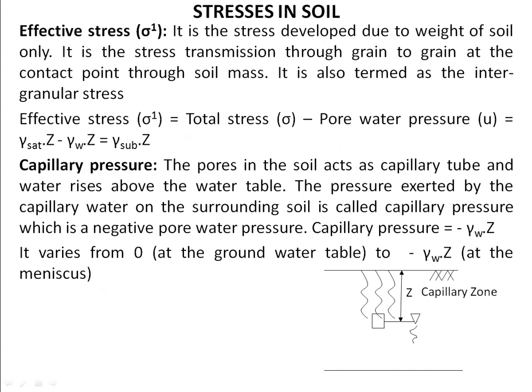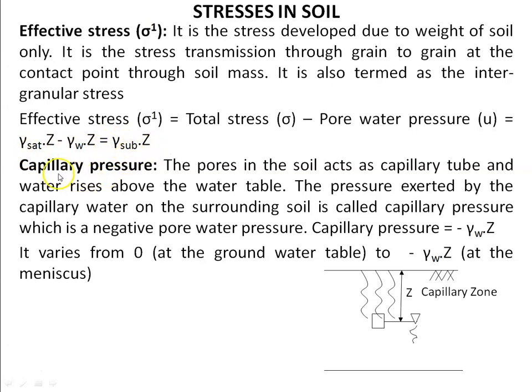Then effective stress, it is the stress developed due to weight of soil only. It is the stress transmission through grain to grain at the contact point through soil mass. It is also termed as the intergranular stress. Effective stress, which is equal to total stress minus pore water pressure, can be calculated by taking the total stress, if it is saturated unit weight multiplied by depth of soil, minus pore water pressure, unit weight of water multiplied by depth of water. So from this we can calculate the submerged unit weight.